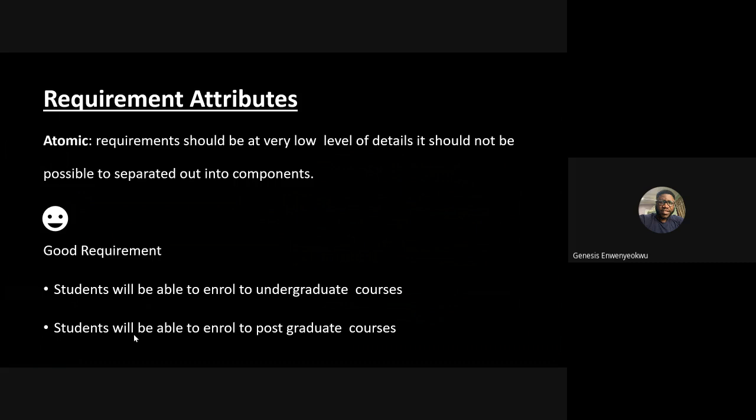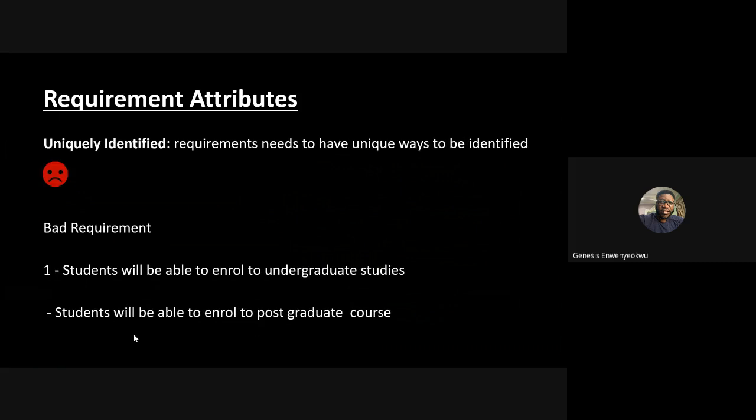You need to now uniquely identify your requirement by giving them different ID numbers. One, students will be able to enroll to undergraduate studies, and two, students will be able to enroll to postgraduate studies. So now you have two requirements. Requirement one is that students enroll to undergraduate. Requirement two is that students enroll to postgraduate. And you now feel like, okay, my requirements are uniquely identifiable and they are atomic, then I have a perfect requirement.